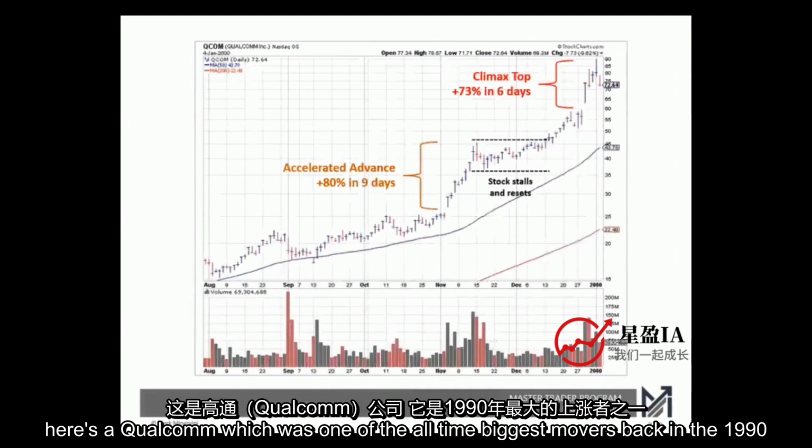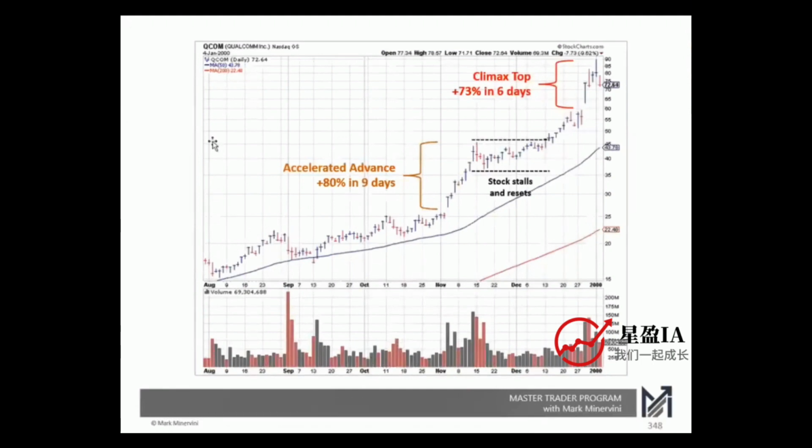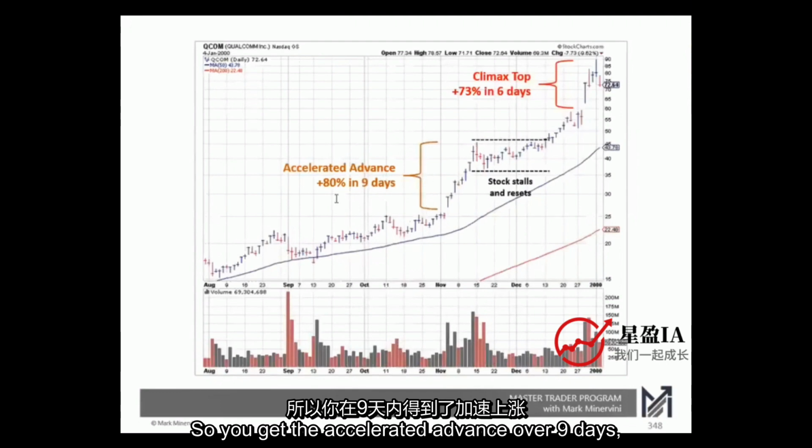Here's another one. Here's Qualcomm, which was one of the all-time biggest movers back in the bull market in the late 90s. So you get the accelerated advance over 9 days.